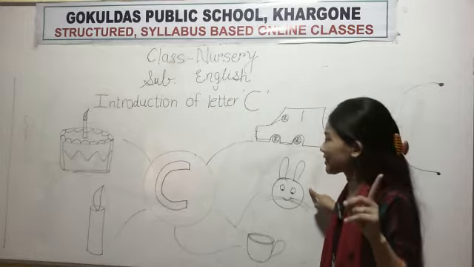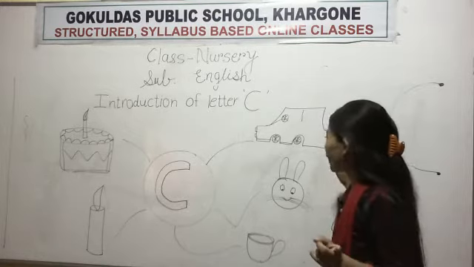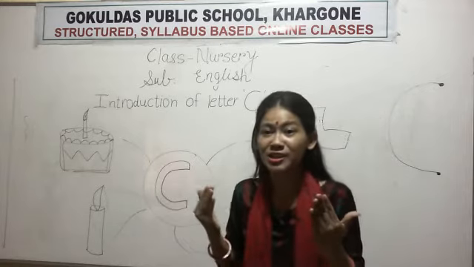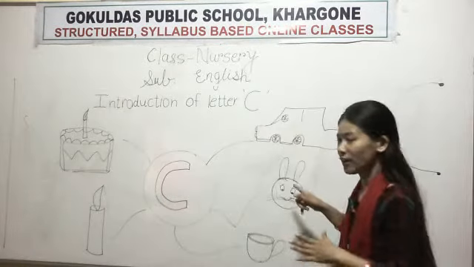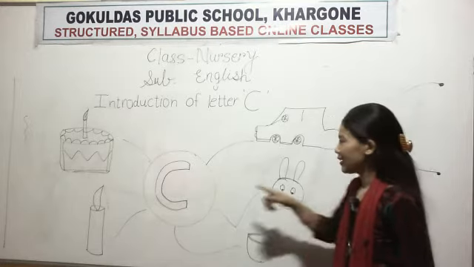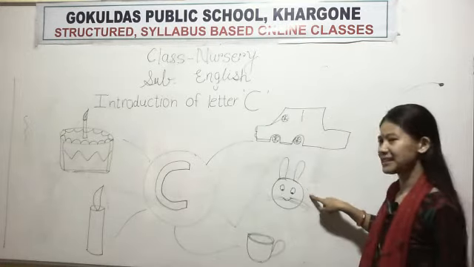Okay? Which one is cat? Which one is cake? Which one is car? Which one is cup? Which one is candle? You have to identify. You have to focus, okay? Which one is cat? See? This one is cat. C for cat.